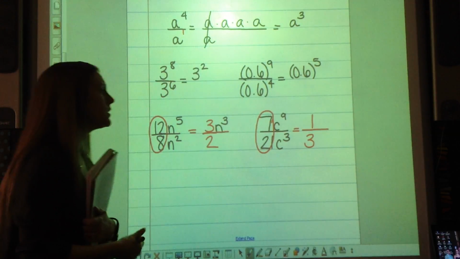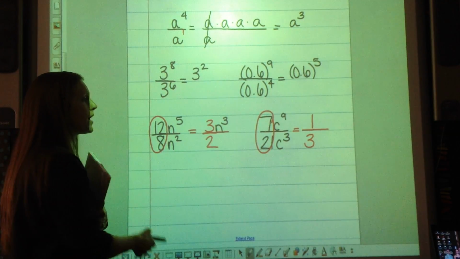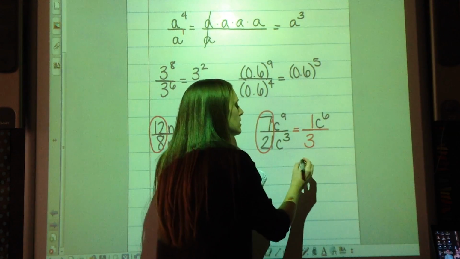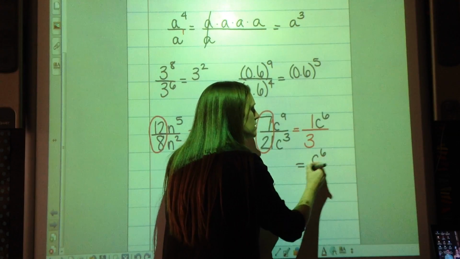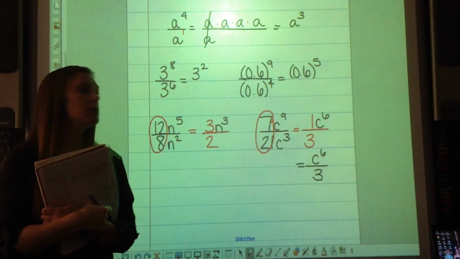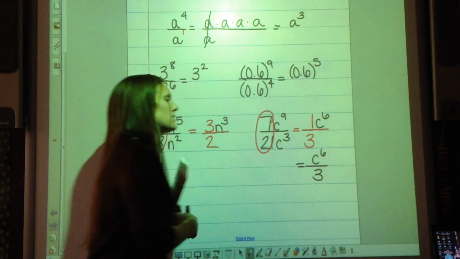Now I'm going to work with the variables. They have the same base and they're divided, so I'm going to subtract them. 9 minus 3 is 6. The best answer here is c to the 6 over 3. You don't need the 1 out in front of the c. But I would accept this answer and I would accept this answer.